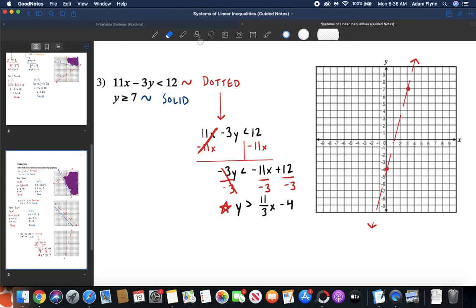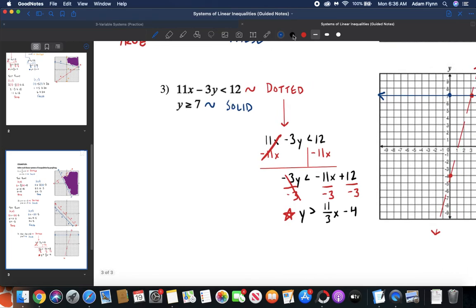Okay, so now I will do my blue line. Taking a look at my blue line, not a whole lot of math that needs to be done. I've got y is greater than or equal to 7, so I know that's going to be a horizontal line through 7, where my y coordinate's always 7. So what I will do is I will draw a horizontal line. And put some arrows. Awesome. Okay, so now I need to do a test point.